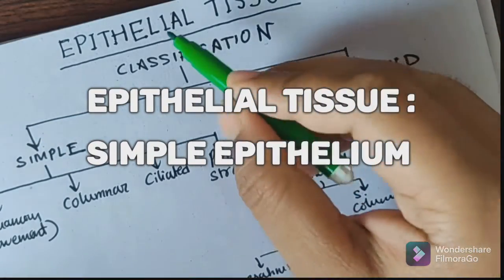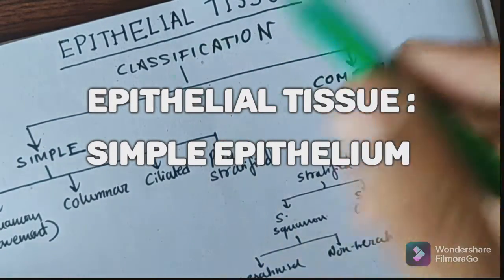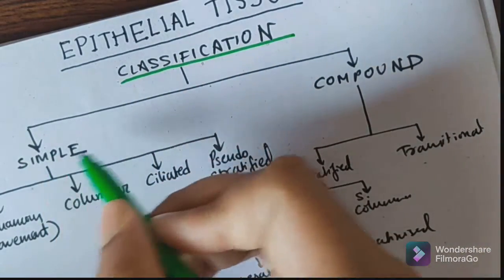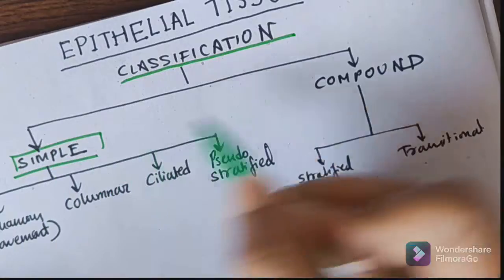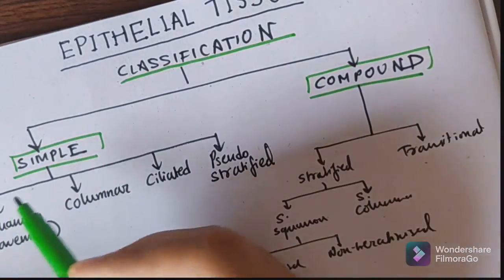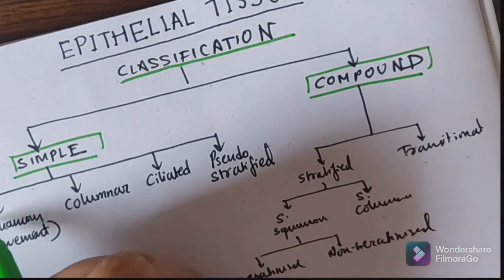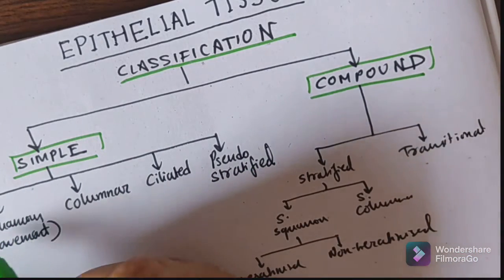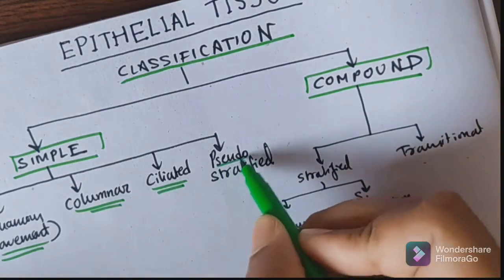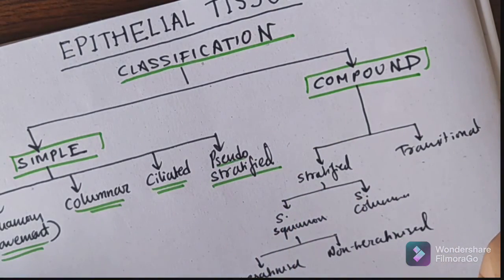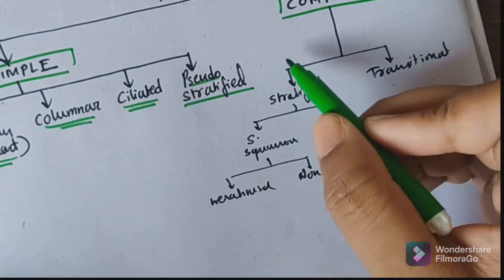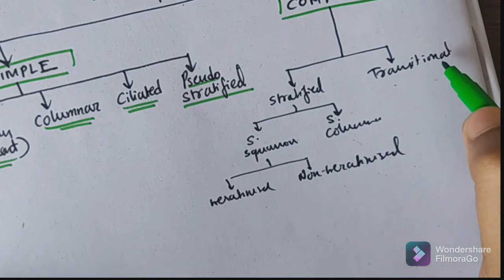Hello everyone, today our topic of discussion is the epithelial tissue. Now the epithelial tissue is classified into two groups. One is the simple epithelium and one is the compound epithelium. Now the simple epithelium is categorized into four parts. One is the squamous, which is also known as the pavement epithelium, the columnar, the ciliated and the pseudostratified simple epithelium. Okay? And the compound epithelium is divided into stratified and transitional epithelium.